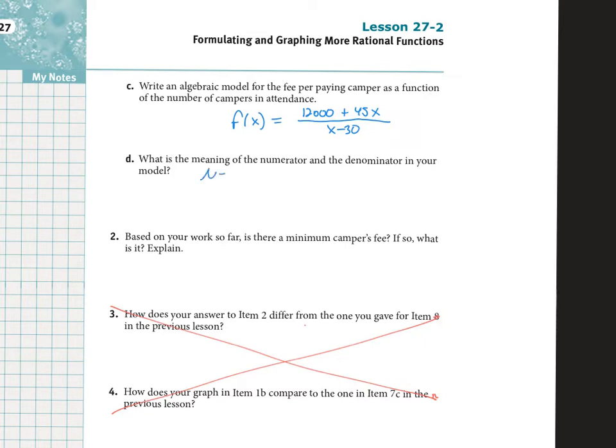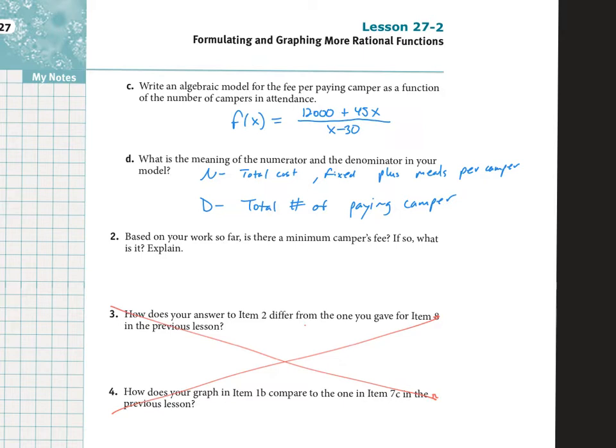The numerator is the total cost, right? And it is the fixed plus the meals per camper. So that's the 45 times x for those pieces. The denominator is the total number of paying campers. And again, the average fee per camper, we have to take into account that 30 of the campers are not paying anything because of the scholarship program.